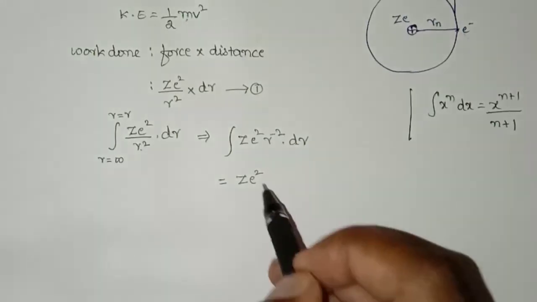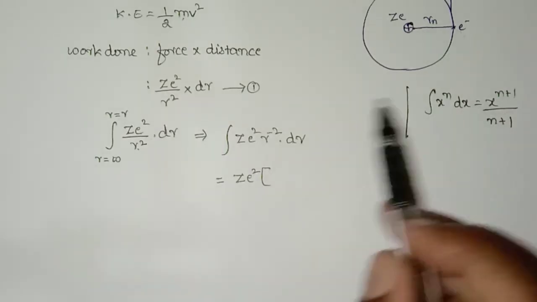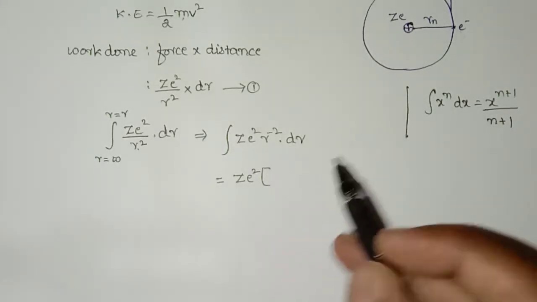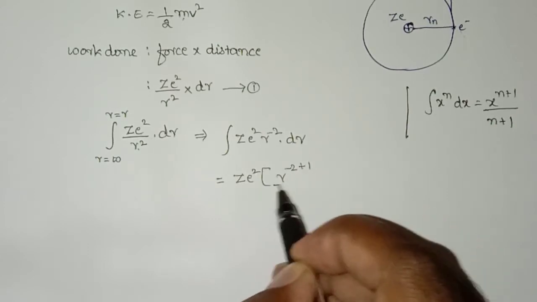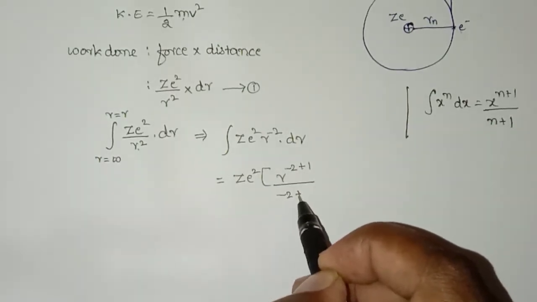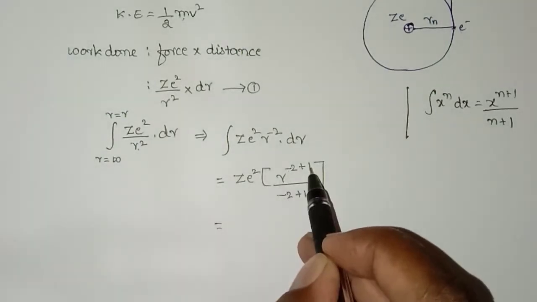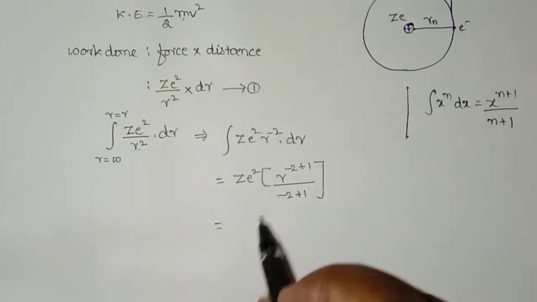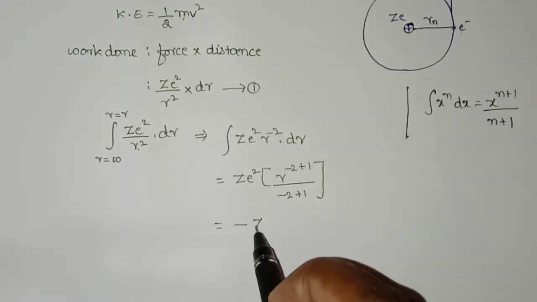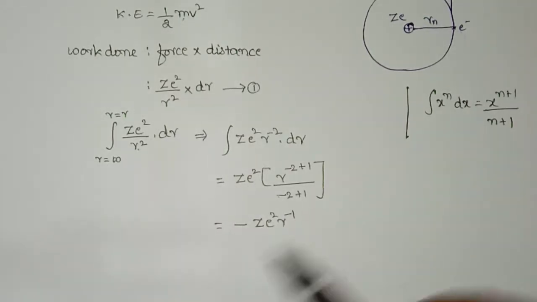So r to the power of minus 2, if you apply the same concept, that is x to the power of n, the value of n will be minus 2. So r to the power of minus 2 plus 1 whole divided by minus 2 plus 1. Right. So minus 2 plus 1 will be minus 1, and minus 2 plus 1, minus 1. So the whole term will become minus Ze square, and here you will be getting r to the power of minus 1.